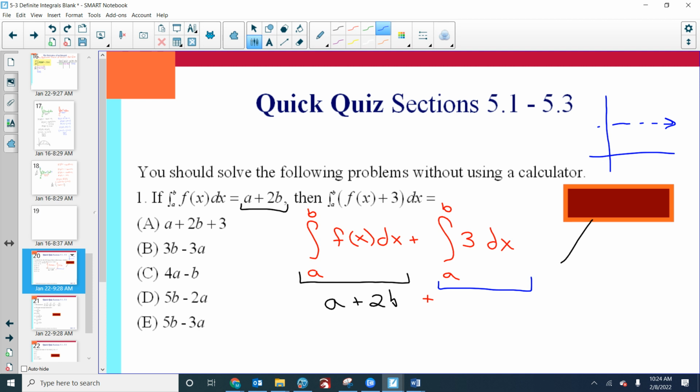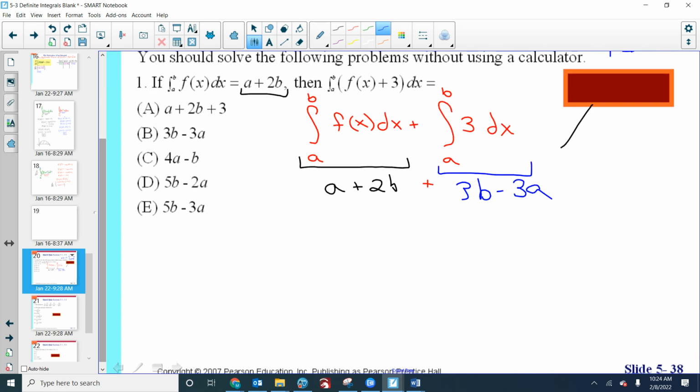3, from A to B. What's the base? B minus A. What's the height? 3. What's 3 times B minus A? 3B minus 3A. For a grand total of negative 2 A's plus 5 B's, which is letter D.